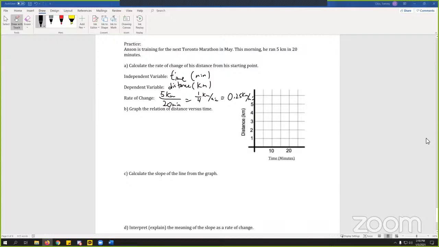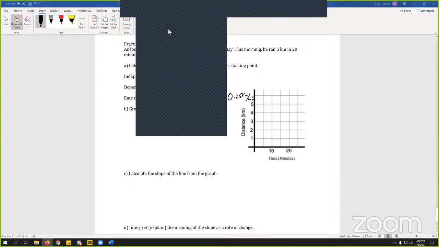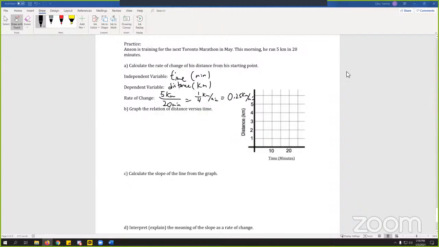Seems as though the rate of change is always y over x. Well, yes, it has to be because it's rise over run. Rise over run is the rate of change all the time. Mm-hmm. Okay, thanks.